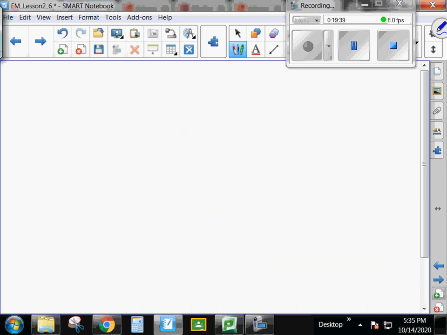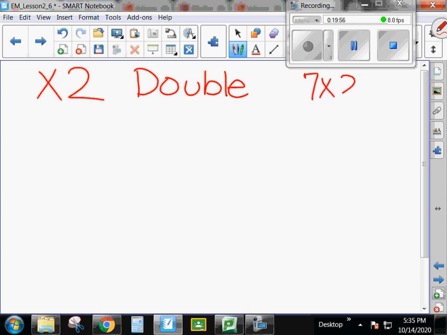So now, just to review, let's go back and review what multiplication facts we know so far. We know that anything times 2 is just a doubles fact. I'm going to take the other number and I'm going to double it. So let's say I have 7 times 2. Because it's times 2, I'm going to take the other number and double it. That gives me 14.